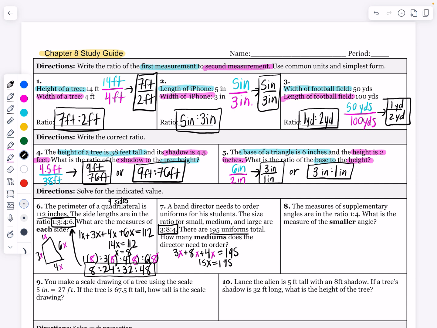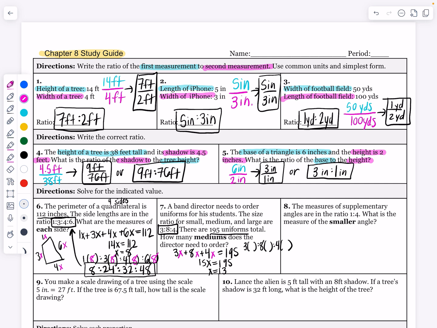We're going to divide by 15 on both sides. So 195 divided by 15 is going to give me 13. That is the value of x. What we want to do is find what were the original pieces. So that's going to be 3 times 13, 8 times 13, and 4 times 13.